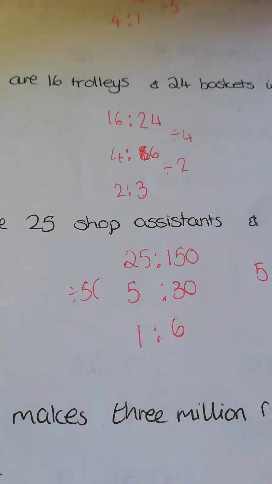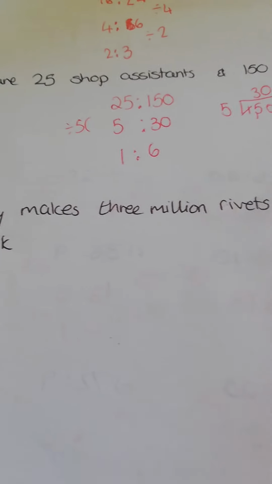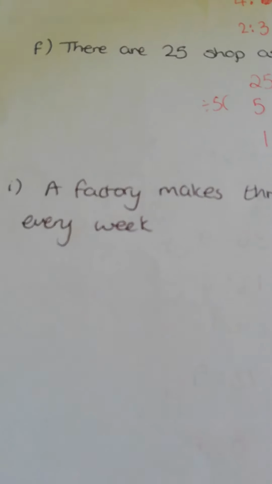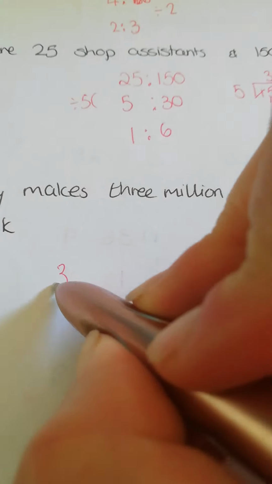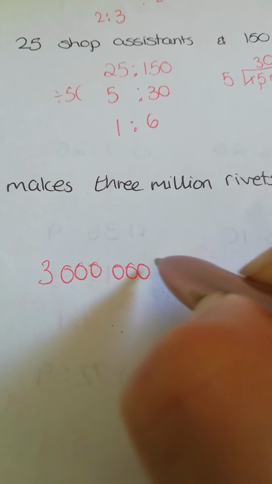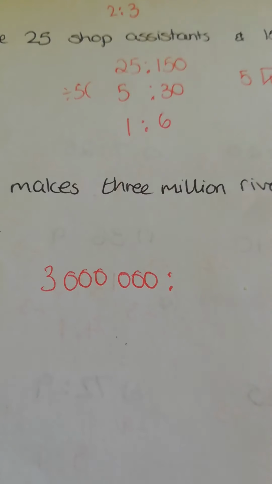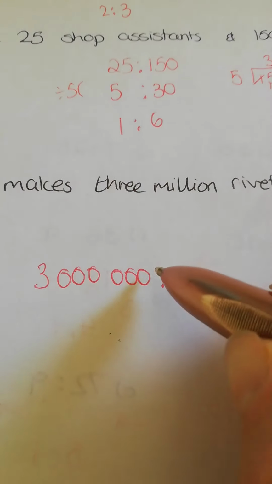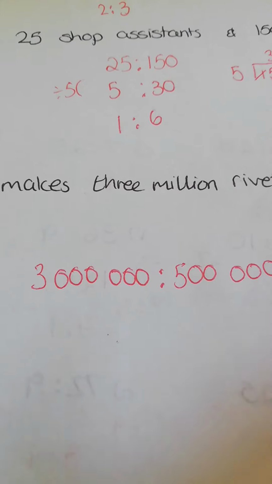And the last one we're going to look at from question 7 is I. Now in I it says a factory makes 3 million rivets and 500,000 bolts every week. So we have to write that down as a ratio. Now a million has 6 zeros. So 3 million rivets, 3 with 6 zeros after it, and 500,000. So it's a 5 with 5 zeros after it like that.